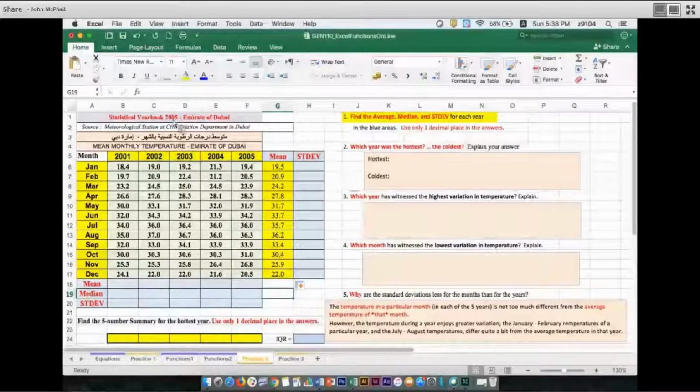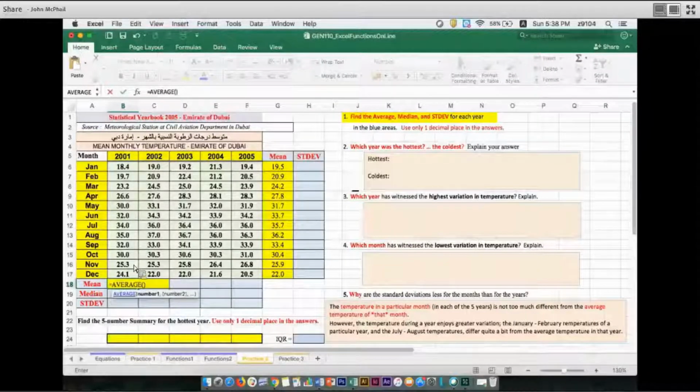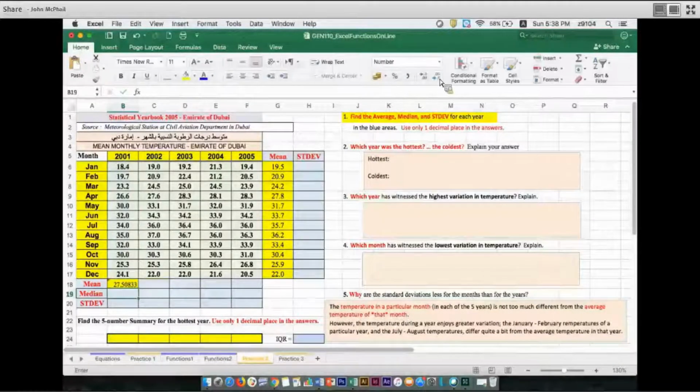Similarly, we can compute the yearly average temperatures. In row 18, begin typing average. Select the correct function. Give it the 12 months of the year. Press enter. Chop the decimal places down. 27.5 is the average temperature for the year 2001.